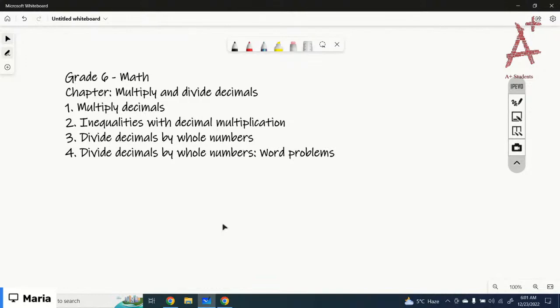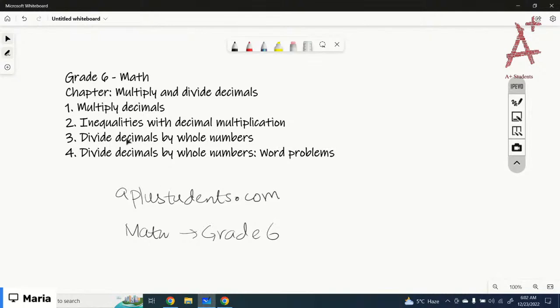So we're going to start with grade 6 maths. You can find all the lessons on aplusstudents.com. You have to log in there using your email address, and the password is provided by the administrator. Then select math from the subject tab, scroll down to grade 6 and click on view all lessons. There you can find the list of the chapters. We're going to start with the chapter multiply and divide decimals. Let's start with the first lesson, that is multiply decimals.